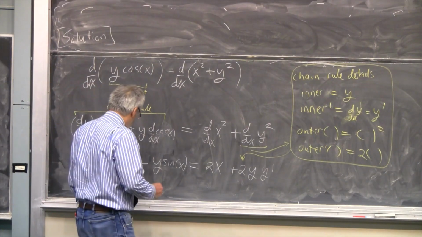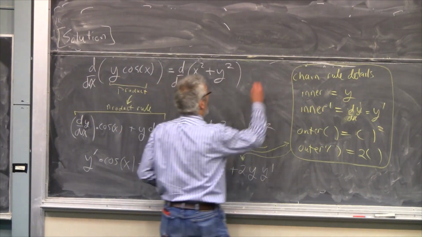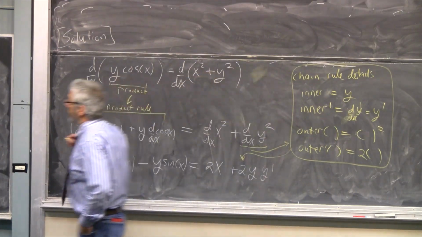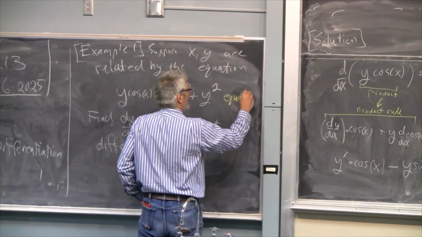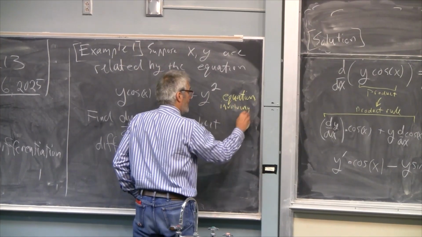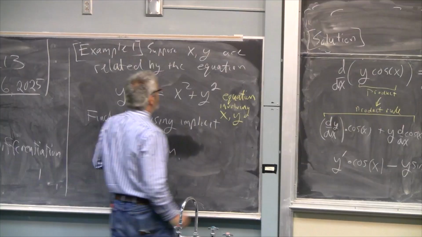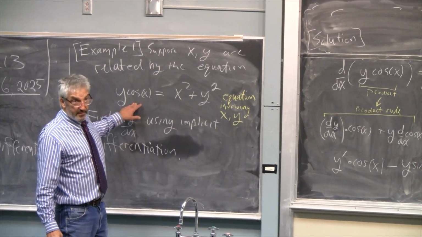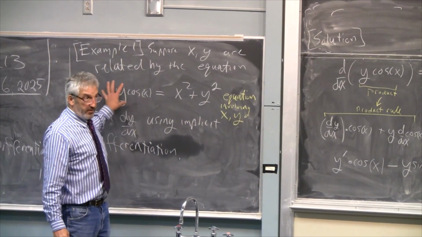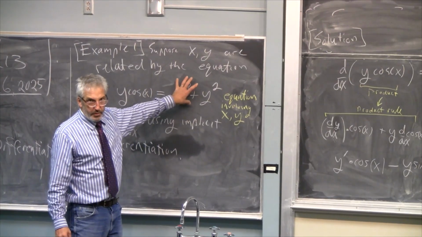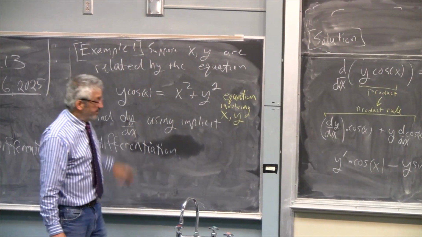Notice, this is our equation involving x and y. And this equation could not be solved for y in terms of x. I mean, if you divide both sides of this equation by cos x, you get just y over here. But there's also a y over here on this side. So you would not be able to solve this for y in terms of x.